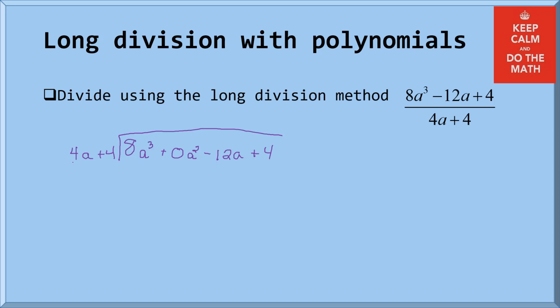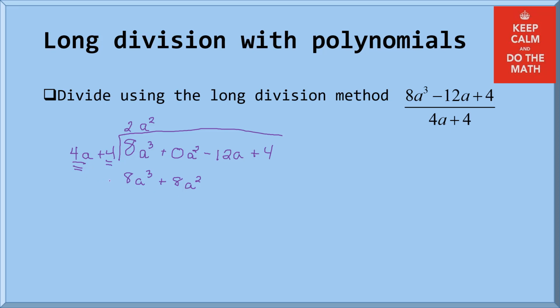So our focus is on this first term. We want to get it to equal 8a cubed so that we can subtract it. So I basically say, 4a divides into 8a cubed how many times? Well, 4 goes into 8 twice. 8a cubed divided by 4a would be 2a squared. So now I take that term that I just came up with and I multiply by the 4a, which gives me 8a cubed, but I also have to distribute to this 4. So 2a squared times 4 is going to give me 8a squared.